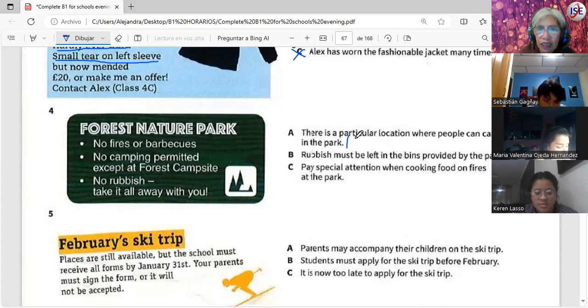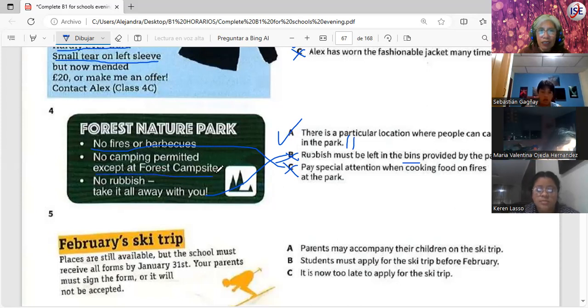Letter A. Okay, pay attention when cooking food on fires at the park. Here it says no fires or barbecues, so this is not it. No rubbish, take it away with you. So it's not B, because it says in the bins, las papeleras. There are no bins. So the right answer is letter A. There is a particular location where people can camp in the park. No camping except at forest campsite. Particular location.